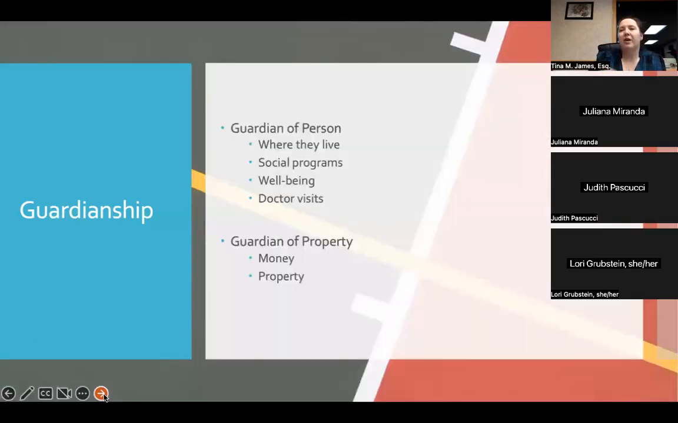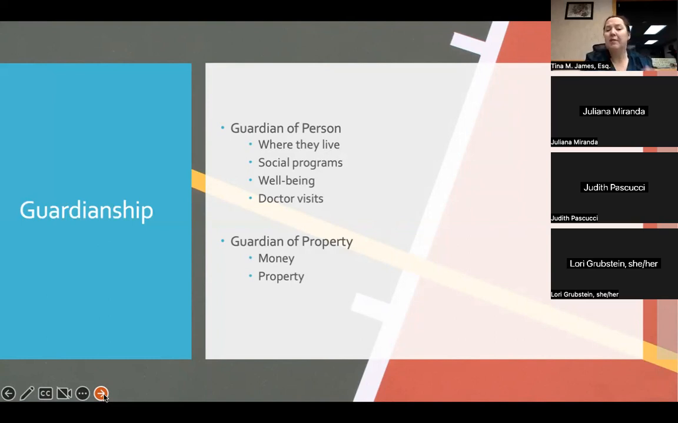Guardianship is also divided up differently. And then I'm going to talk about alternatives to guardianship, because in some cases guardianship's not appropriate, right? And we absolutely want to put in place other documents to support that individual. But guardianship is divided up into two ways: guardian of the person and guardian of their property, right? So, guardian of the person, this is about where they live, social programs they're involved in, their well being, doctor's visits. Guardian of the property is literally their property, their money, those assets.